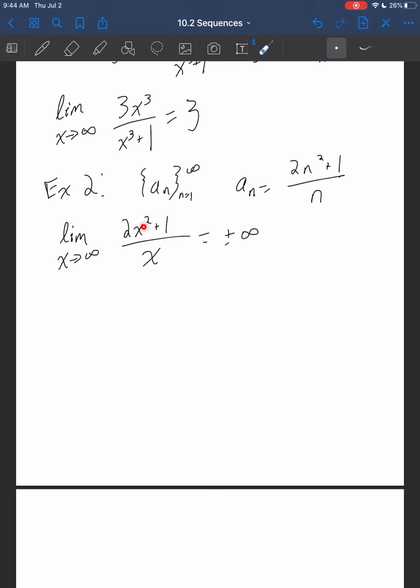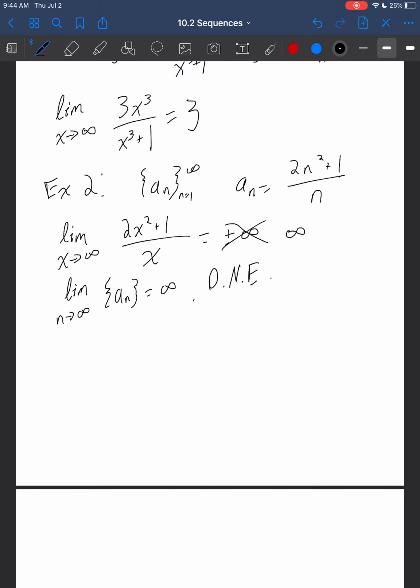If we plug in really big numbers here, we have 2 times an x squared. So 2 times x squared will be a positive number, plus 1. So this entire top part is going to be positive as x goes to infinity. Furthermore, this bottom part, this x, as x goes to infinity, will also be positive. So we have a positive number divided by a positive number, which means this is actually just going to be a positive infinity. And so my limit now as n goes to infinity of the members of this sequence is going to be positive infinity, or does not exist. Does not exist. Okay, great.